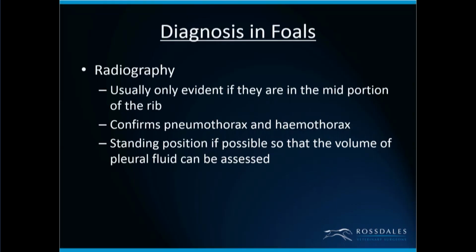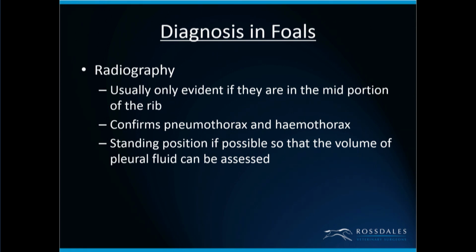Something else then, so radiography is another way to diagnose fractures in foals. It's usually only for foals that are referred into the hospital, the much more serious cases. The fractures are usually only evident if they are in the mid portion of the rib, but radiography can be quite useful for confirming pneumothorax and hemothorax, in the standing position if possible, usually to help assess the volume of fluid. These x-rays can often be repeated when the foals are in, just to see whether there is any improvement in the level of hemothorax.